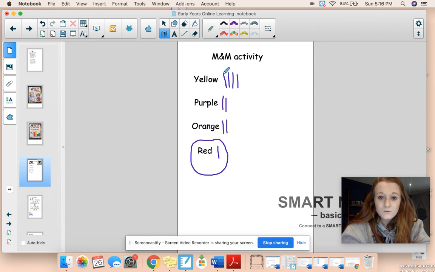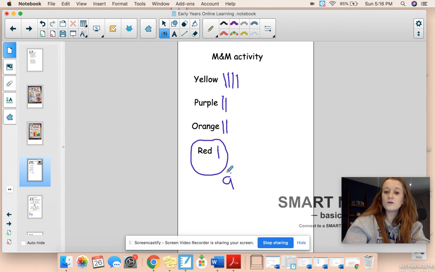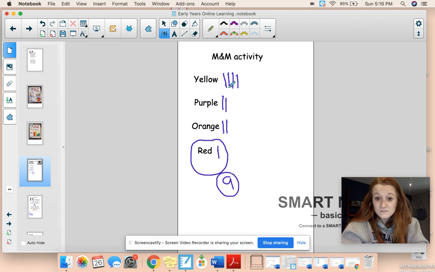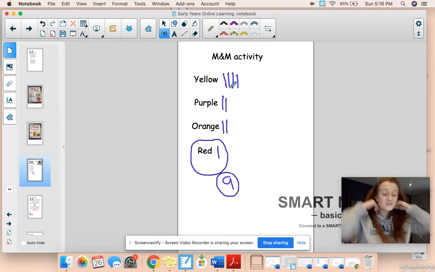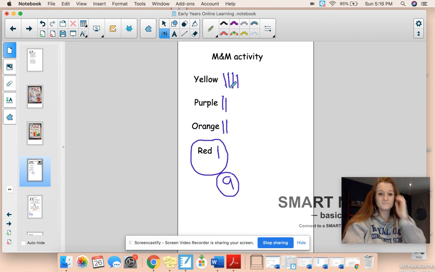Let's count. 1, 2, 3, 4, 5, 6, 7, 8, 9. We picked out 9 gummies in total. And out of those 9 gummies, 4 of them were yellow. That's a lot of yellow gummies.